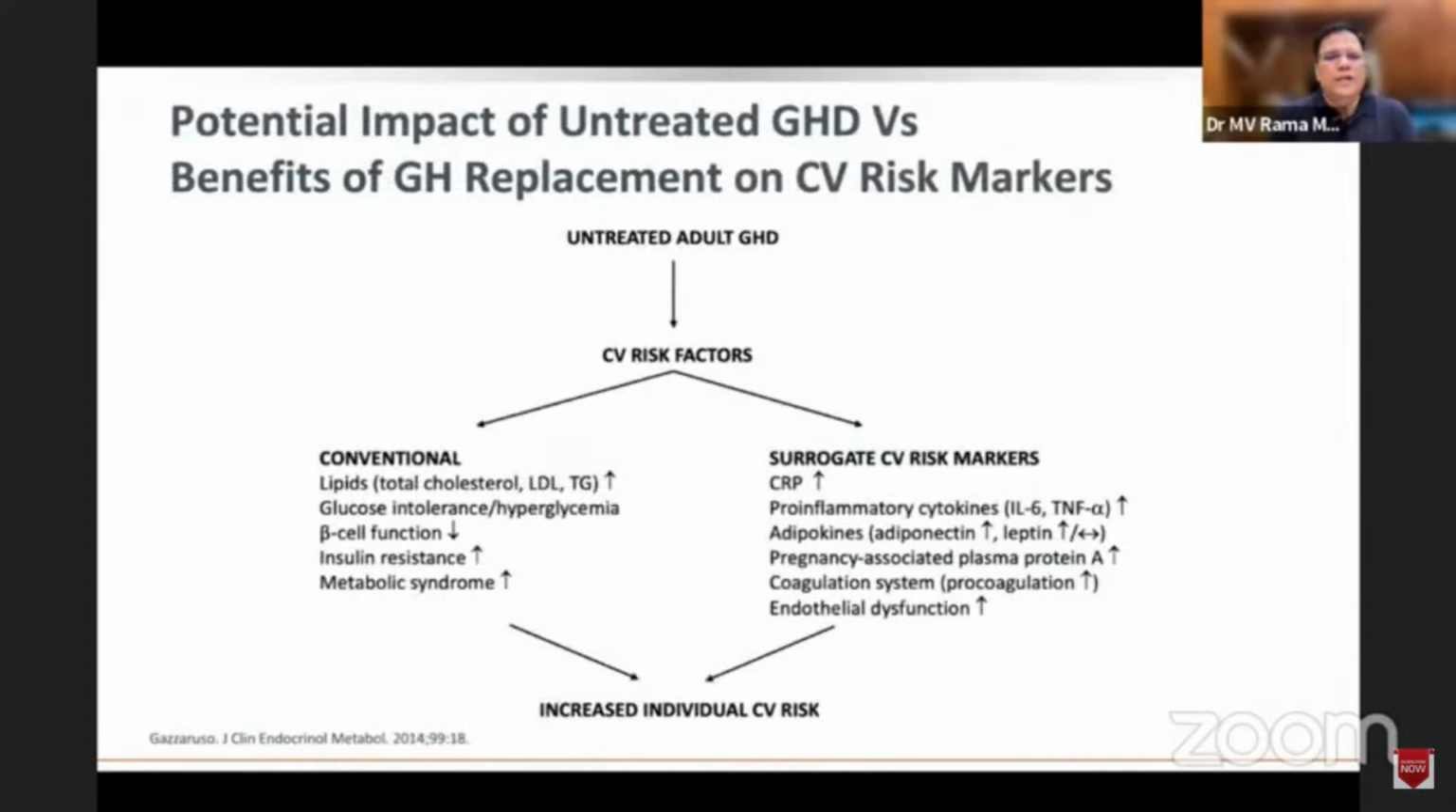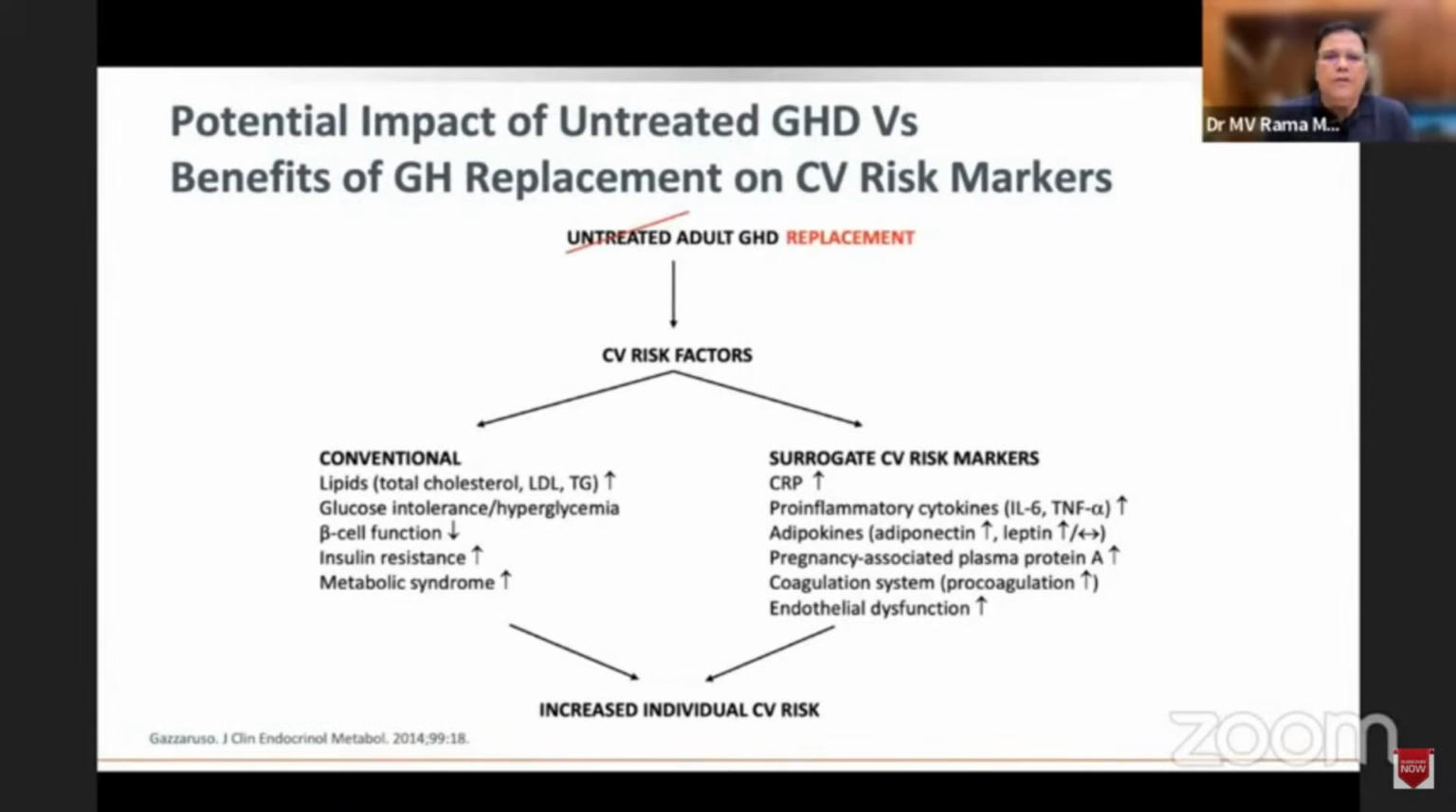So what is the potential impact of untreated growth hormone deficiency versus the benefits of growth hormone replacement on CV risks? First, if you have untreated growth hormone deficiency, you have CV risk factors like increased lipids, glucose intolerance, decreased beta cell function, increased insulin resistance, metabolic syndrome, and surrogate CV markers like increased inflammatory markers, leading to increased CV risk.